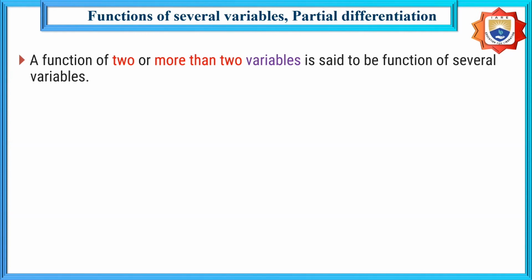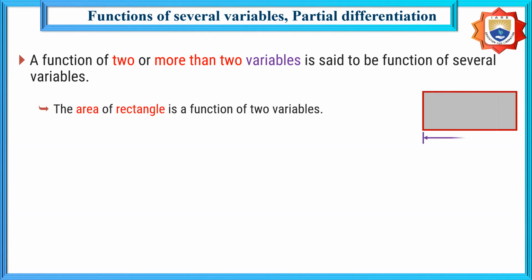The area of a rectangle is a function of 2 variables. In general, for a rectangle, it is x and also y, that is, length and height. Those are the 2 variables in the rectangle, in the xy plane. It consists of x and y, a function of x comma y. It is a two-variable function.